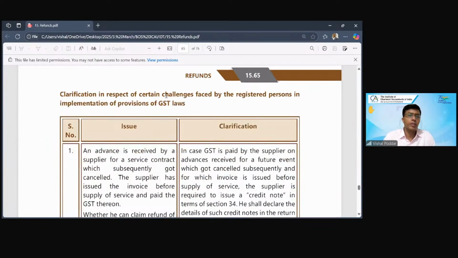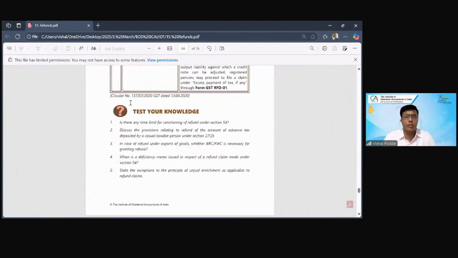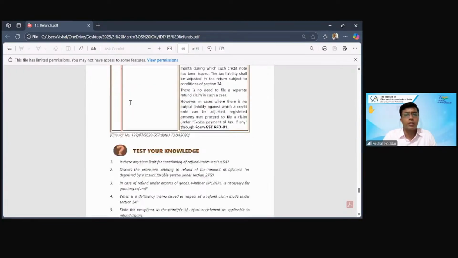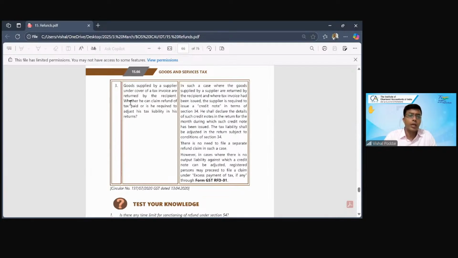Now, clarification in respect of certain challenges faced by the registered person in implementation of provisions of law. So this is not required. You can just ignore this. So students, these are the provisions relating to refund in detail. I'm sure you would have understood everything. I'll just go back to your queries.